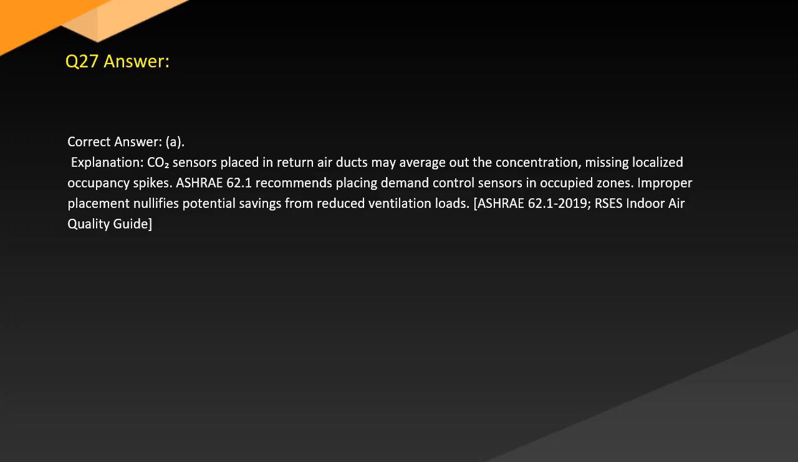Answer. Correct answer: A. Explanation. CO2 sensors placed in return air ducts may average out the concentration, missing localized occupancy spikes. ASHRAE 62.1 recommends placing demand control sensors in occupied zones. Improper placement nullifies potential savings from reduced ventilation loads. ASHRAE 62.1, 2019. See SIS Indoor Air Quality Guide.